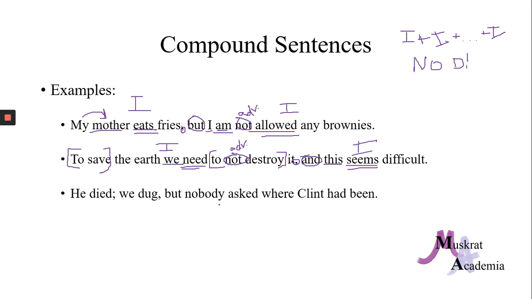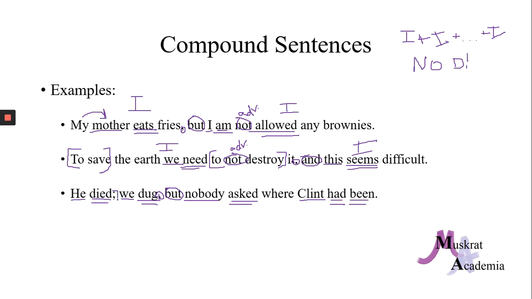He died, we dug, but nobody asked where Clint had been. All right, no prepositional phrases, but we have died, dug, asked, had been. They should all have double lines because that's what I like to go by. He is our subject. Who died? He did. Who dug? We dug. Who asked? Nobody, which is kind of sad. We can circle the conjunction right away, comma, conjunction. Who had been? Clint had been.